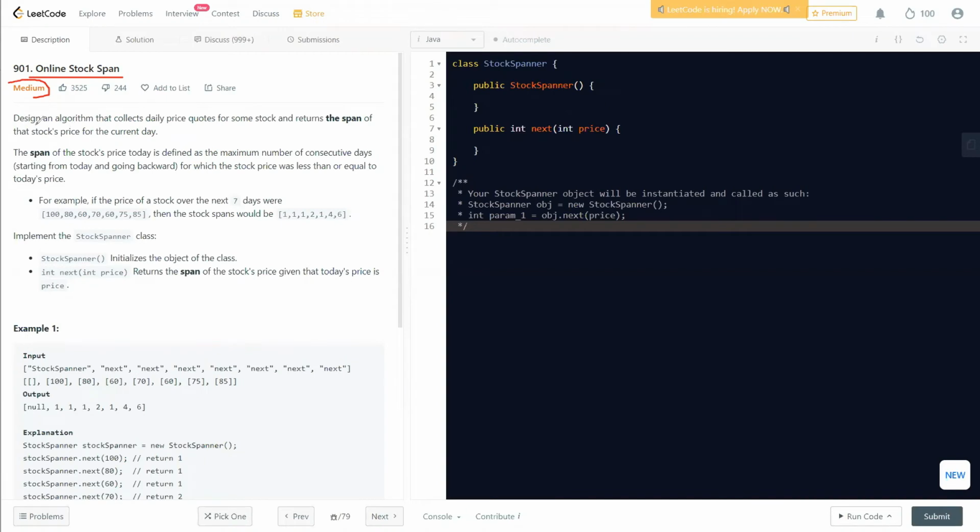The question says we should design an algorithm that collects daily price quotes for some stock and returns the span of the stock price for the current day. Okay. So basically it means that we should design an algorithm.